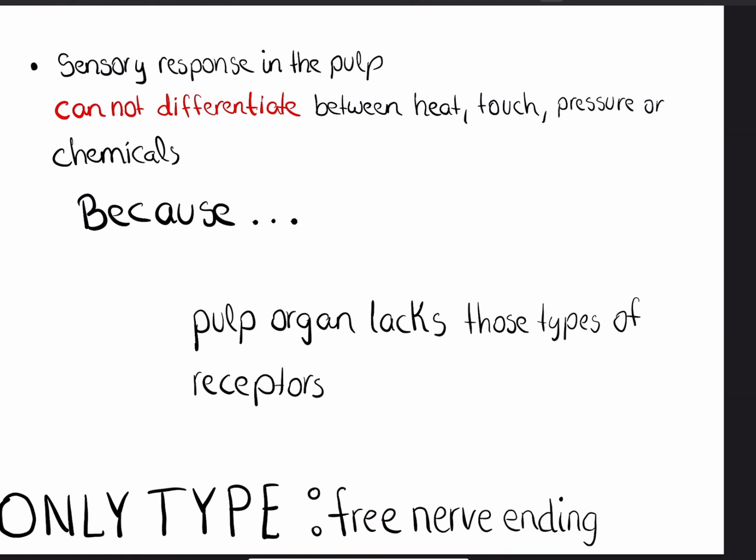The sensory response in the pulp: it cannot differentiate between heat, touch, pressure, or chemicals because the pulp organ lacks those types of receptors. The only type it has is a free nerve ending, which stimulates or transmits the pain.